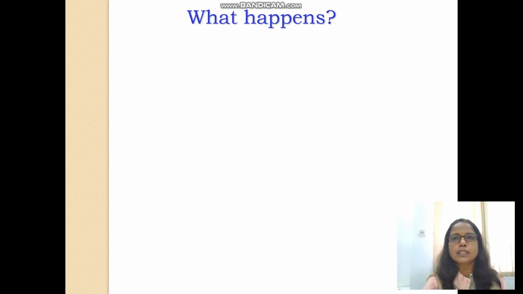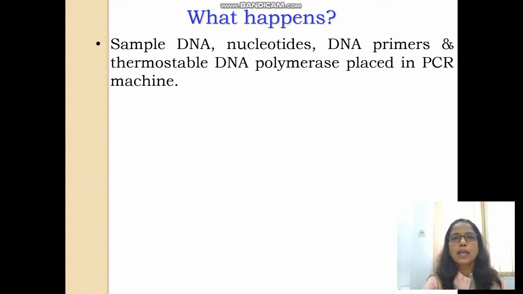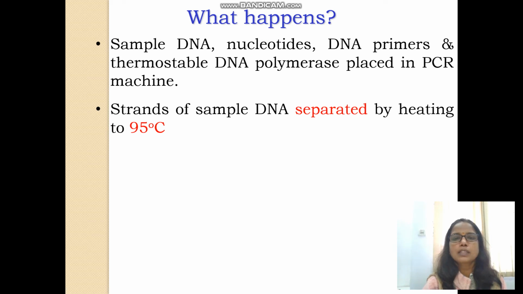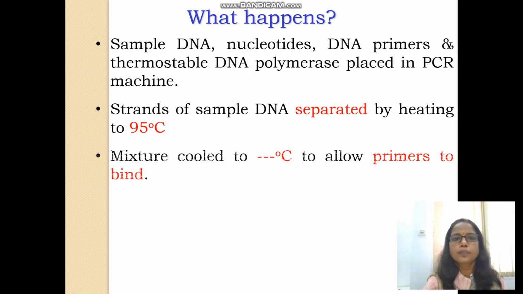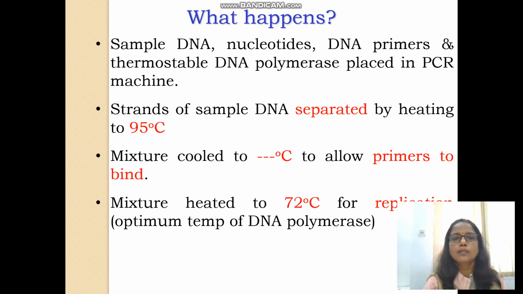What happens in this PCR reaction? The sample DNA, nucleotides, DNA primers and the thermostable DNA polymerase are placed in the PCR machine. The double-stranded DNA is separated by heating to 95 degrees centigrade. The mixture is cooled down to the annealing temperature, which is different for different primers. And the mixture is heated to 72 degrees centigrade for replication, also known as primer extension. The cycle is repeated many times, up to 20 to 50 cycles.